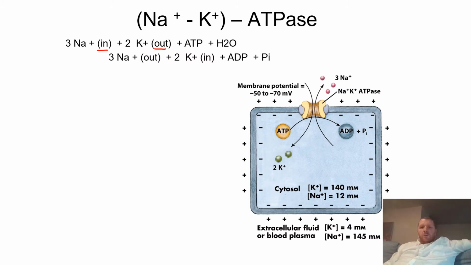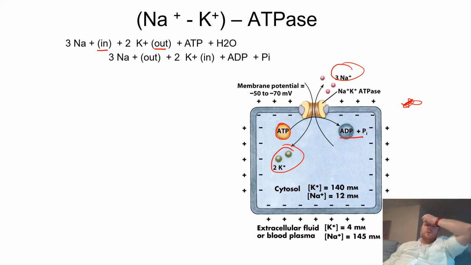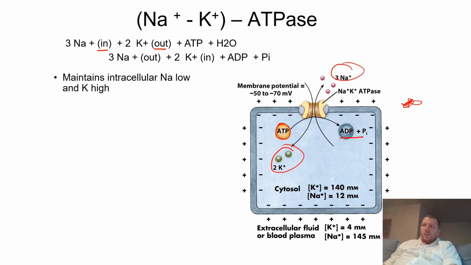And our final product is 3 sodium ions that are outside the cell, 2 potassium ions that are inside the cell, ADP and Pi. This is a good visual demonstration of what we're seeing. We've got our 3 sodium ions outside the cell, our enzyme Na plus K plus ATPase, 2 potassium ions that are now inside of the cell, and ATP, ADP and Pi. The water's not shown, but you can imagine that within the cell there is a cytosolic space that has water.